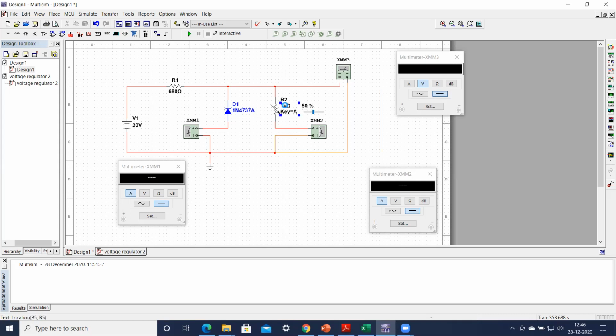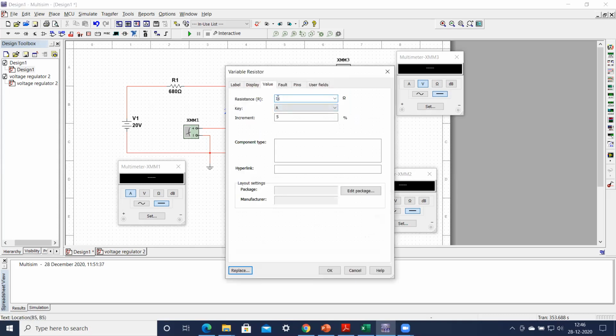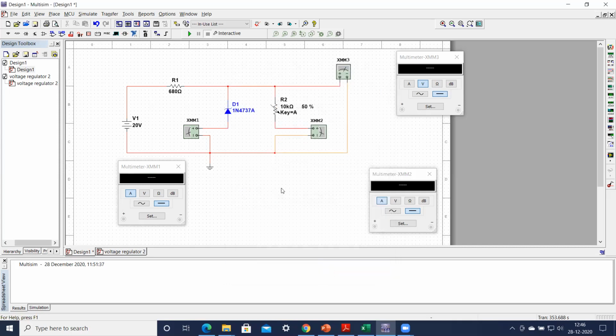So what I can do is double click and then make it 10 kilo ohm. And I will make this increment percentage 2%. After making this, it is now at 50%. So right now this value is equal to 5 kilo ohms.